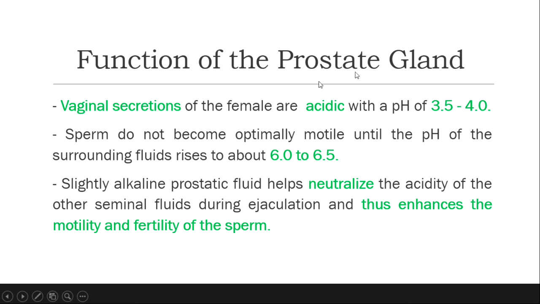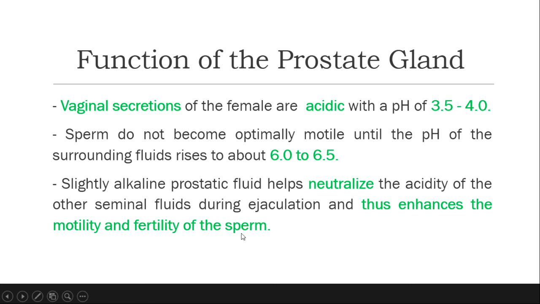So, ang ginagawa nito, itong prostatic fluid na pinoproduce ng prostate natin is neutralize niya. So, ibig sabihin, from the pH of vaginal secretions na 3.5 to 4, ginagawa niyang 6 to 6.5, in which sa pH na to, magiging optimally motile na yung sperm. Ibig sabihin, it also aids in the fertilization. Okay? So, it enhances the motility and fertility of the sperm.